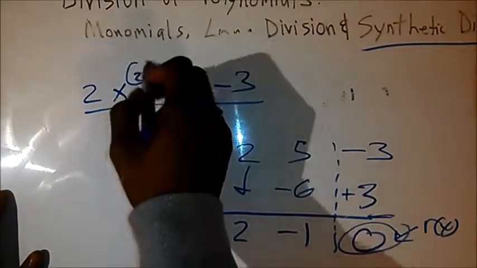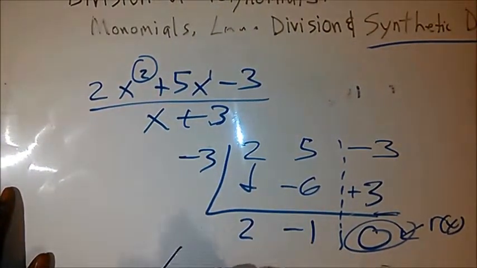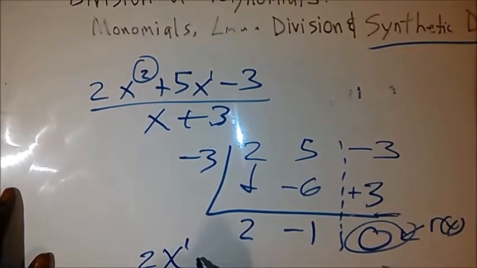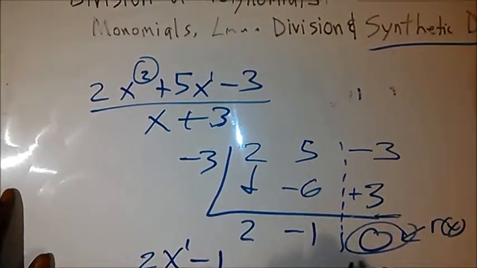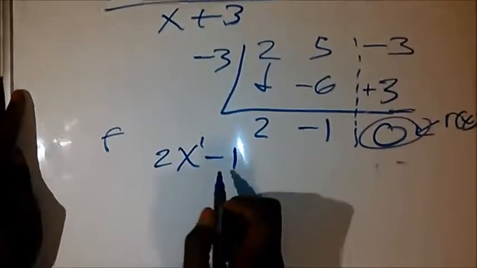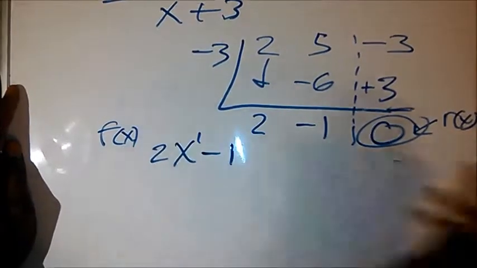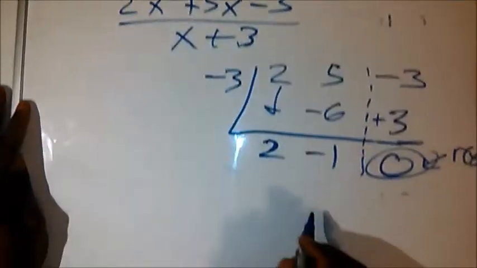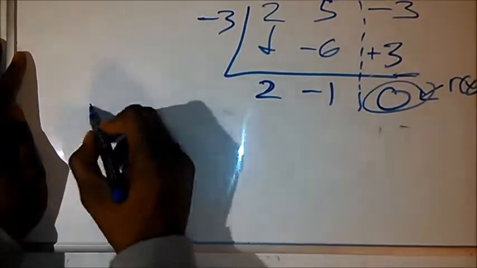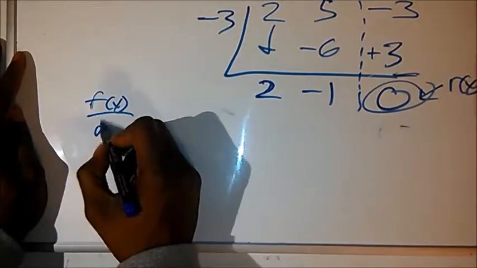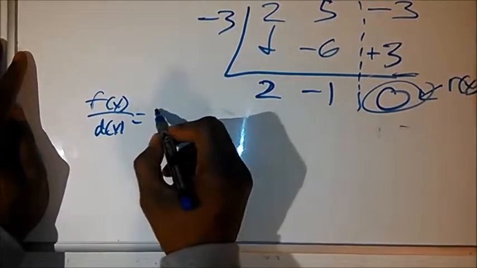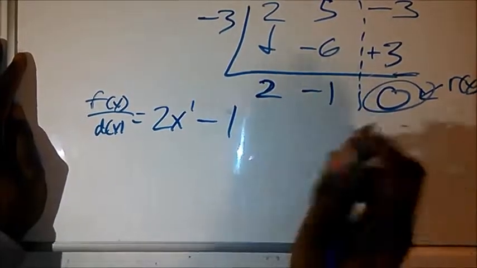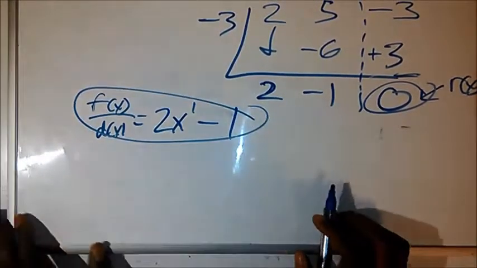If we want to write it, we look at our highest power, which is 2. So our answer will be f of x is equal to the quotient 2x minus 1. Right? Our remainder is 0. That's our answer to this one. So the remainder is 0.